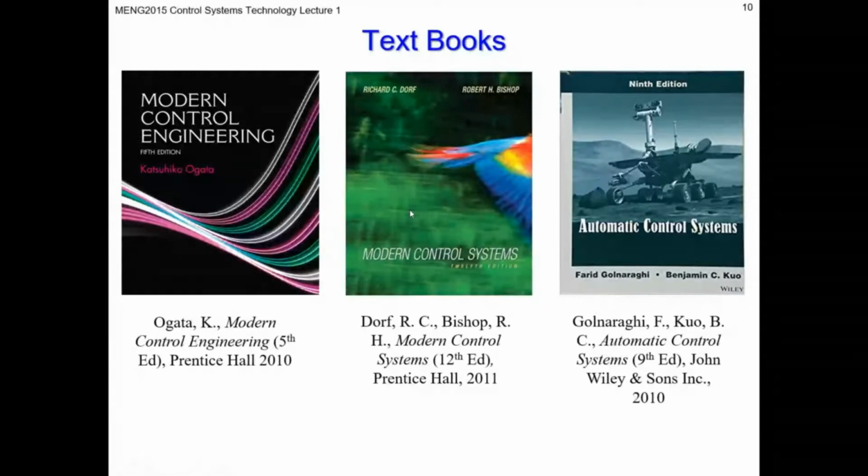All right, textbooks. These are the 3 textbooks for this course. Ogata is the first one, Modern Control Engineering. This is the main text, the 5th edition. I believe it's available around the place, so if you check out in cyberspace, you might find it somewhere. Right, so that one is quite good.